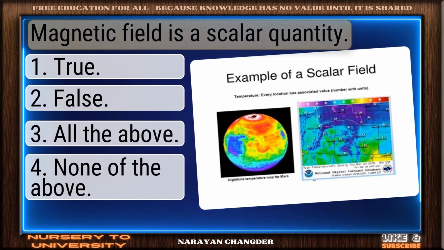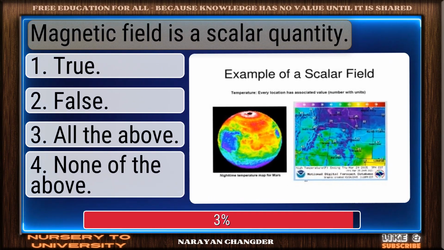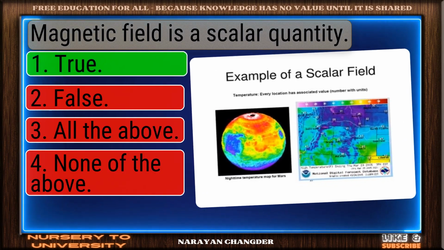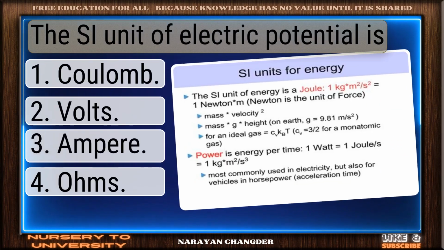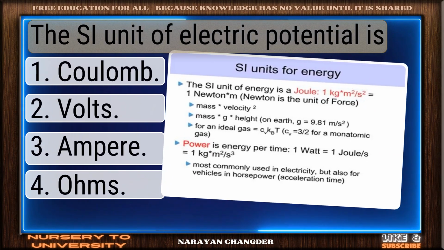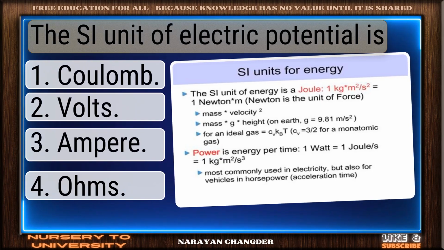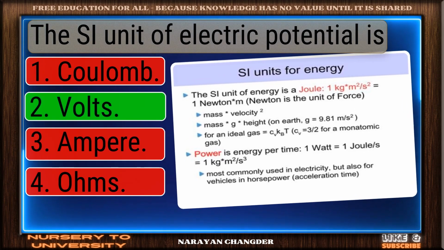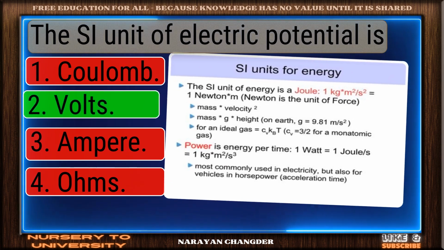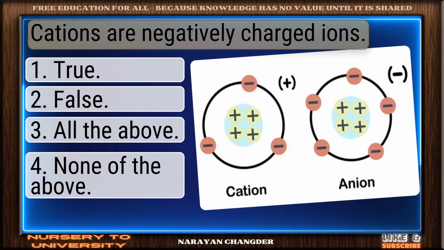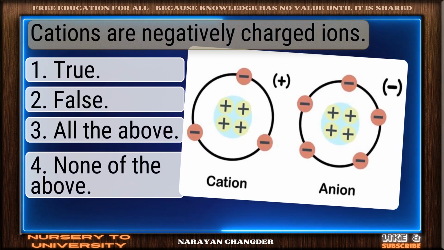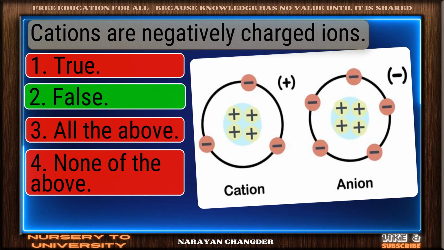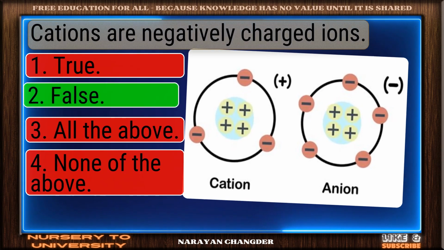Question number 187. Magnetic field is a scalar quantity. You got it. Your choice true is right. Question number 188. The SI unit of electric potential is. Great thinking. Volts is the right choice. Question number 189. Cations are negatively charged ions. You're right. False is the correct answer.